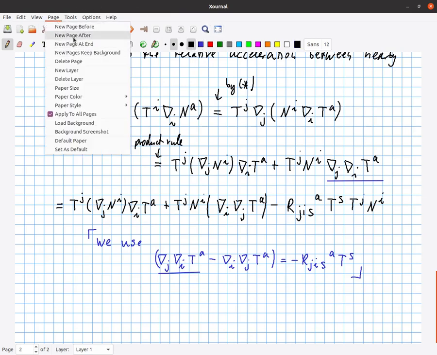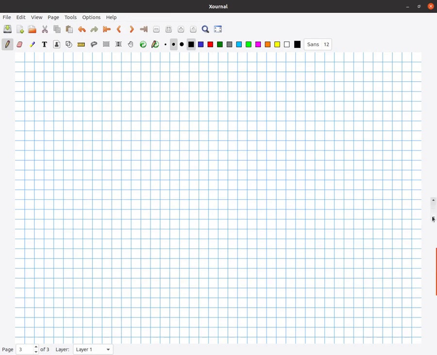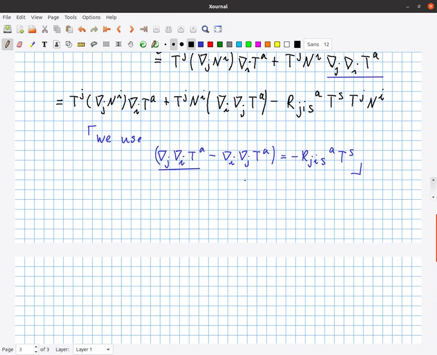Need another page. Let me just copy this down again so that I can see this in the next page. T^j ∇_j n^i ∇_i T^a plus T^j n^i ∇_i ∇_j T^a minus the Riemann curvature tensor term, R^a_{sji} T^s T^j n^i.